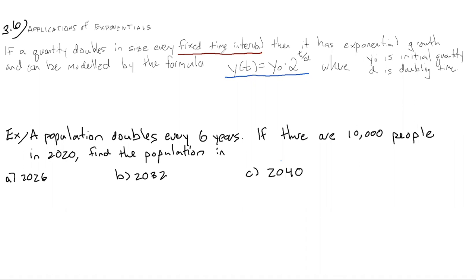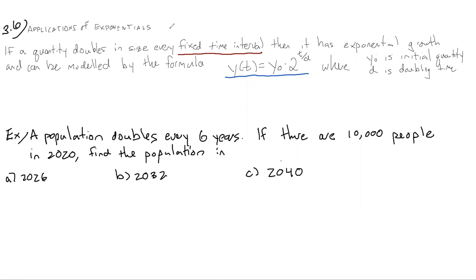So if it doubles over fixed time intervals, then it has exponential growth, and it can be modeled by this: y of t equals y naught times 2 to the t over d. So t is our input variable. It's like our x, but it's going to be for time, typically. Y naught is this little y sub 0. We call it y naught. It's the initial quantity, and d is the doubling time. So how long it takes to double, and that should be fixed all the time. So that's why we can set it as a particular number.